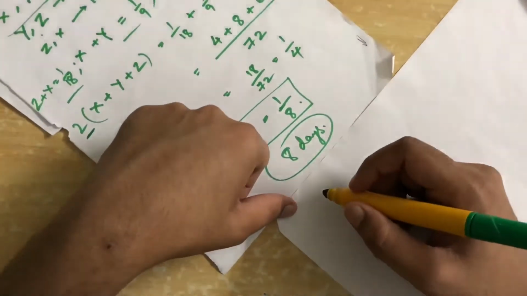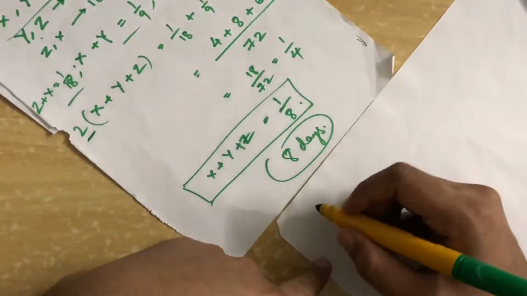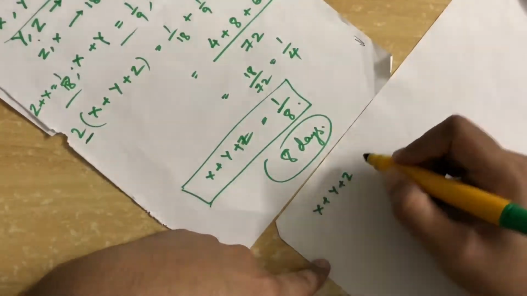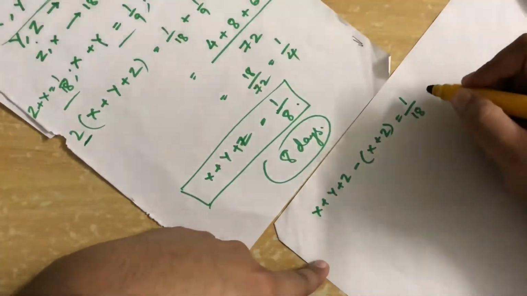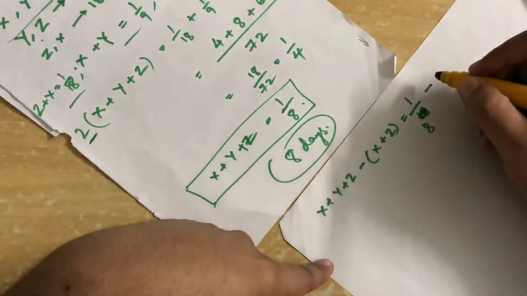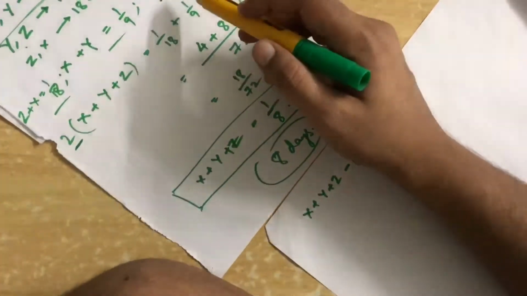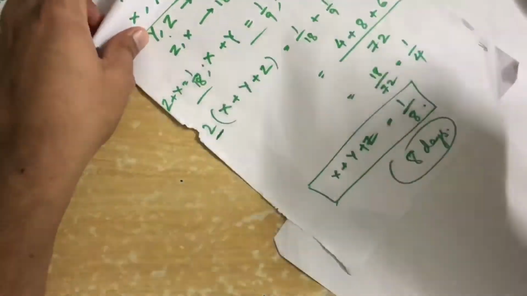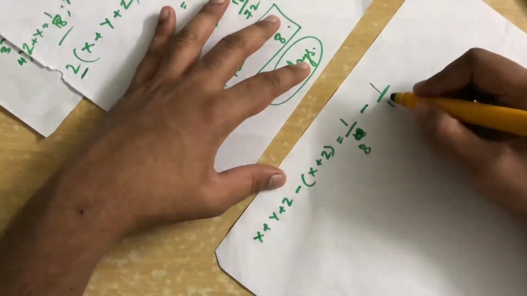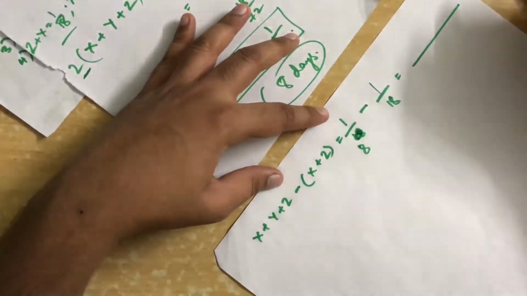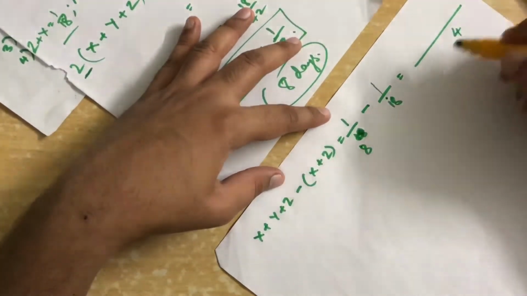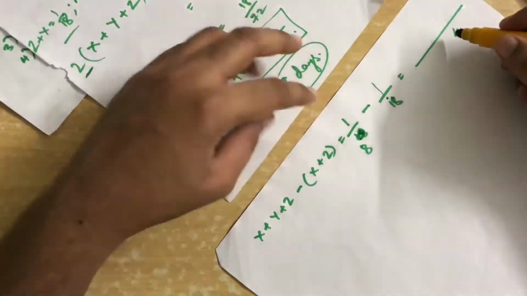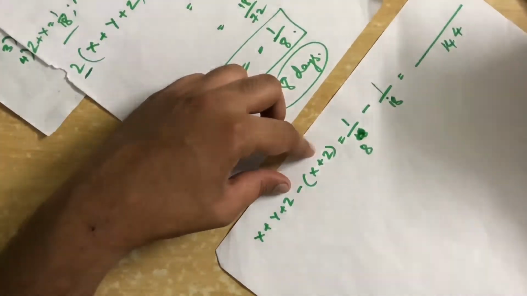That would be like the amount of work y can do alone all by himself is x plus y plus z minus x plus z. That would be 1 by 8 minus what is x plus z. X plus z is 1 by 18. So 1 by 8 minus 1 by 18. So 18, 8, 16, 14. Okay.